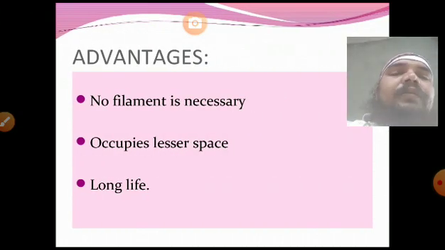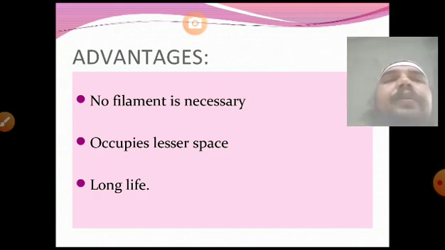Advantages. No filament is necessary in PN junction diodes. They occupy less space and have a long life.